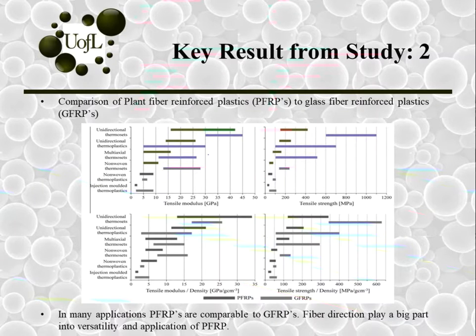In many applications, the thermoset composites that included the plant fibers are comparable to the ones that included the glass fibers, but then in quite a few applications they're not comparable either. So that is just one thing to consider whenever you're considering plant fibers as an alternative to glass fibers.